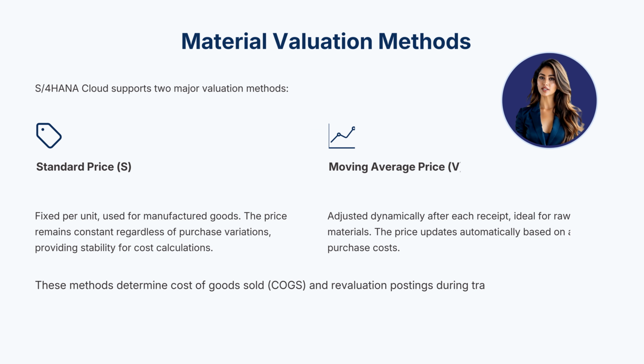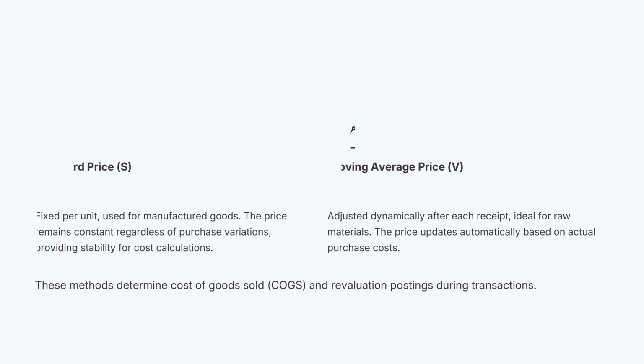Material valuation methods. S/4HANA Cloud supports standard price and moving average price. Under standard price, costs are fixed and variances post to PRD. Under moving average, each goods receipt updates the material value dynamically. These methods determine how material costs are absorbed and how cost of goods sold is calculated at issue.